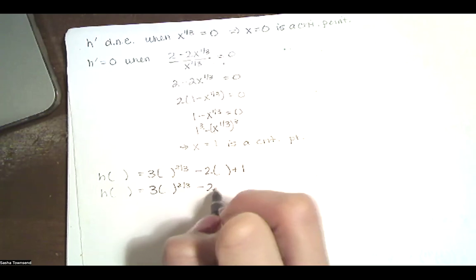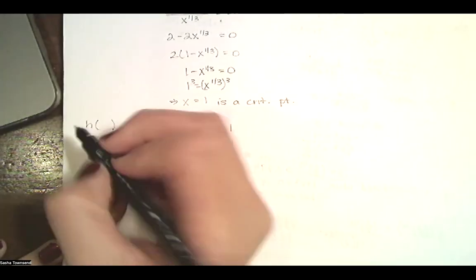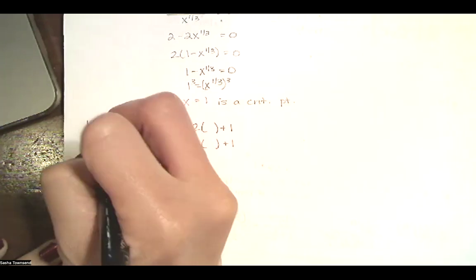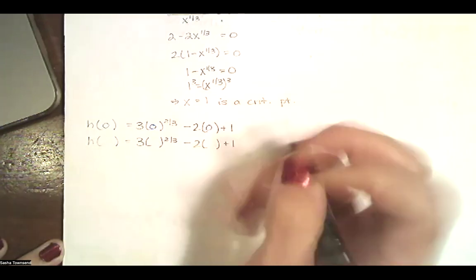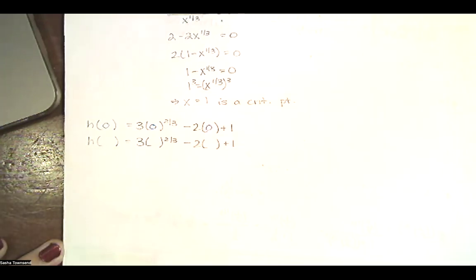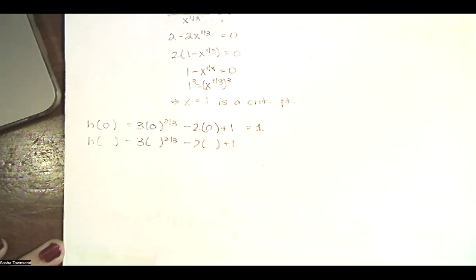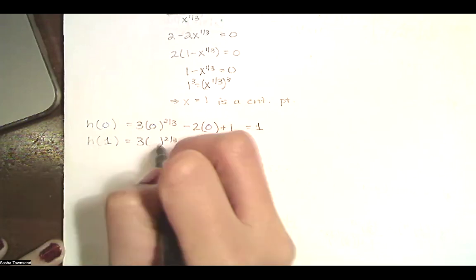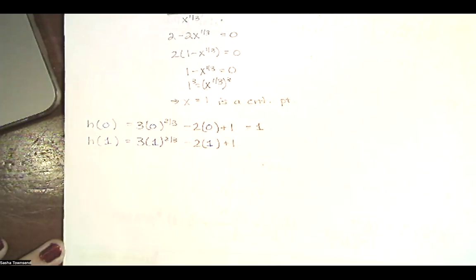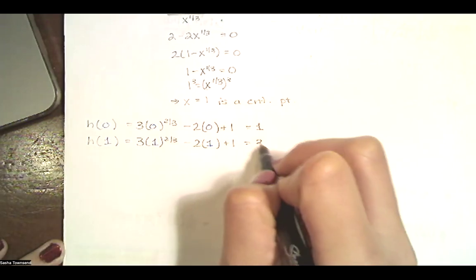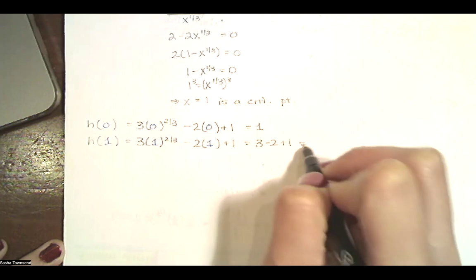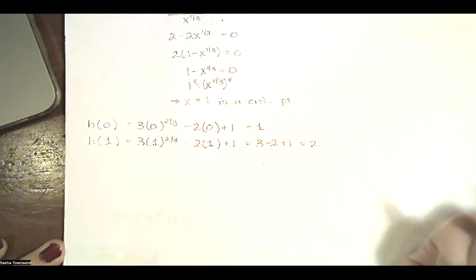I like this notation because it just helps us to remember where we're substituting our x values. We substitute x equals 0, we get this. That's 0, and then we're adding 1. So we get 1 there. And at x equals 1, we've got 3 minus 2 plus 1, which is 4 minus 2, which is 2.